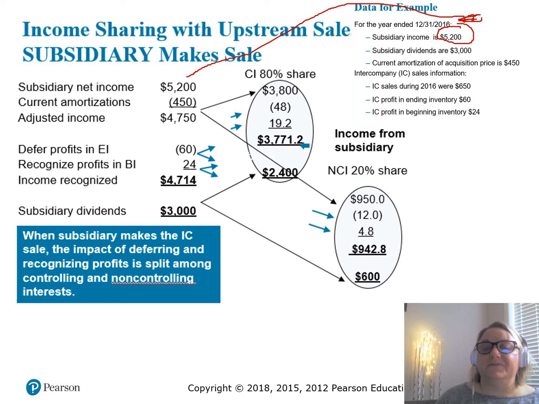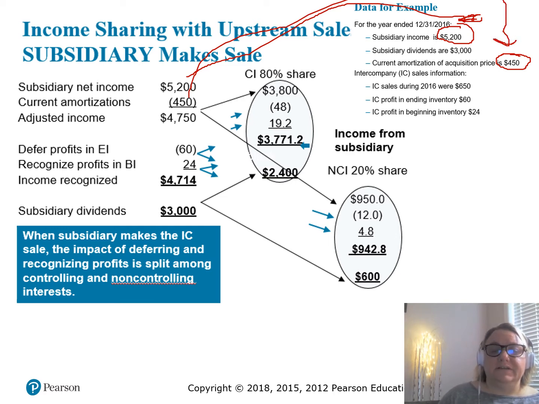All right, and then here we have our current amortizations. So these are just the first things that we pop right off. We know a lot about amortization, right? Those are super easy. There you go, right here. All right, and then we have our adjusted income, which we're going to break out between controlling interest share right here, and non-controlling interest share right here, broken out completely. Okay, we're going to defer our profits in ending inventory.